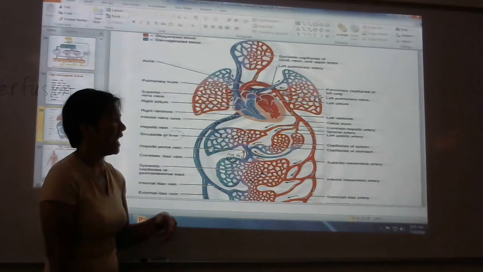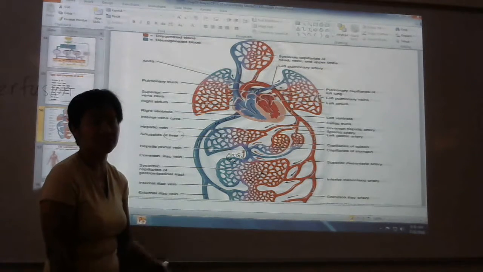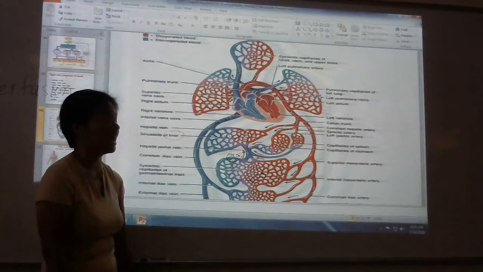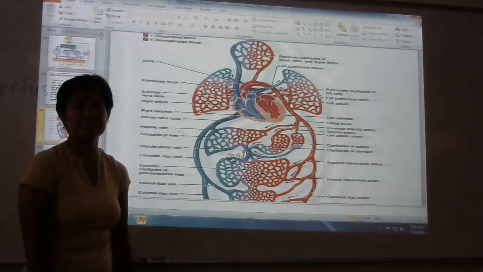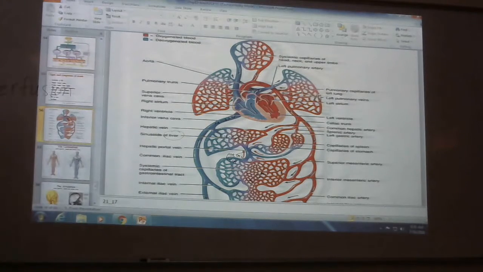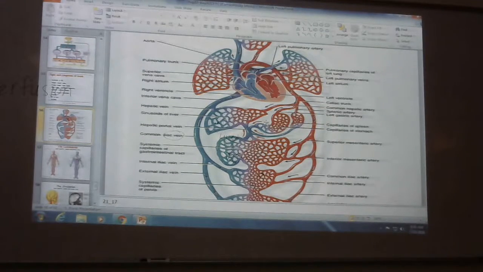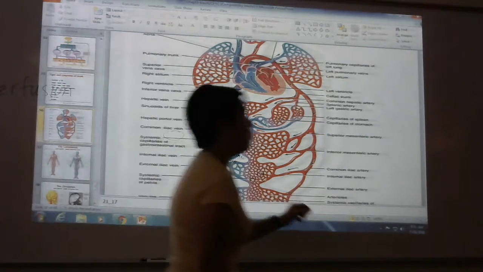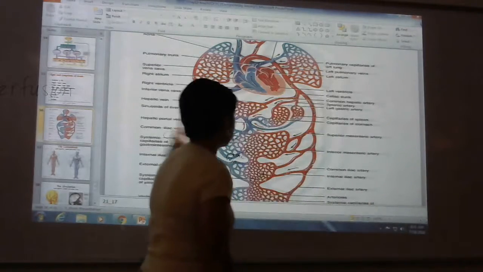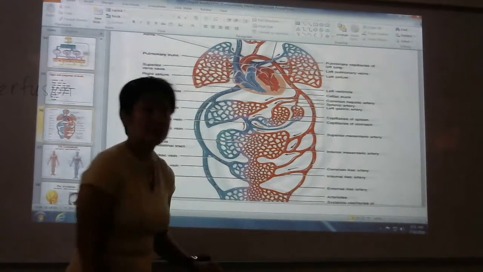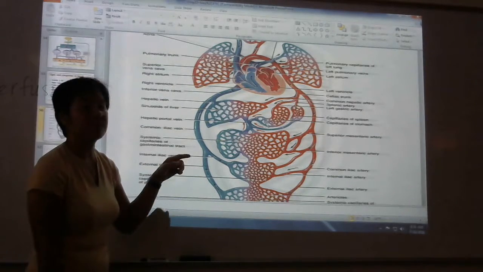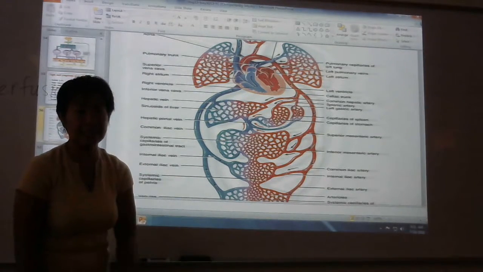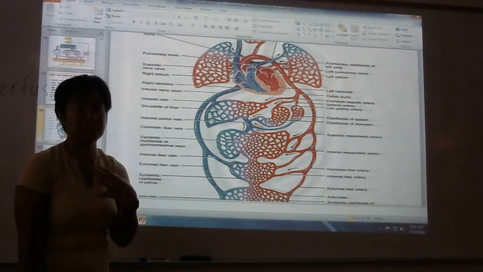This is what you mean by portal circulation. There is a modified type of portal circulation when we study our renal system. Okay? So, look at this one. Look at this picture. Okay? We're going to use this picture to understand why people with thrombosis will generally have, if you have thrombosis or blood clots, you always worry about the lungs.